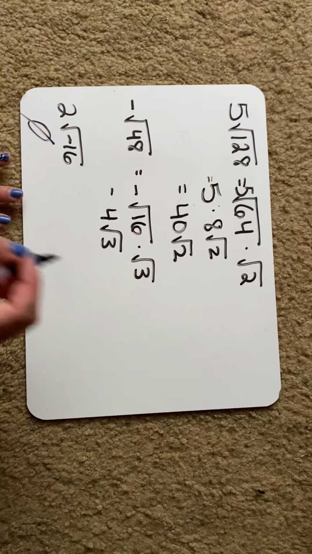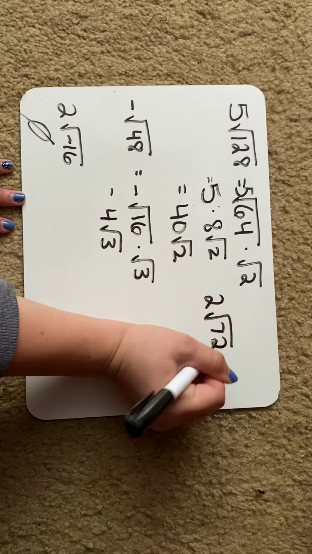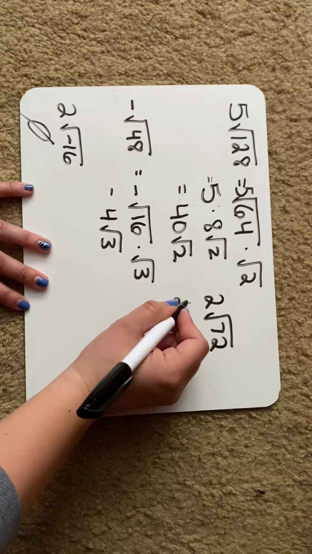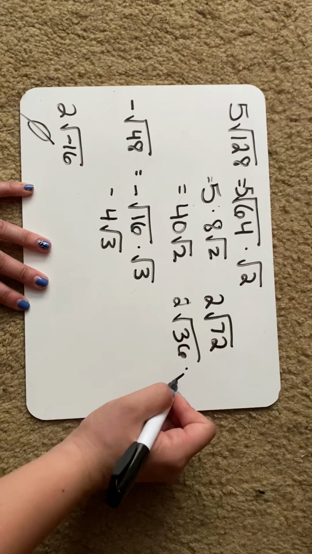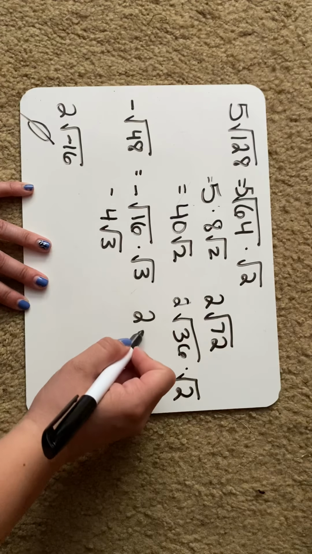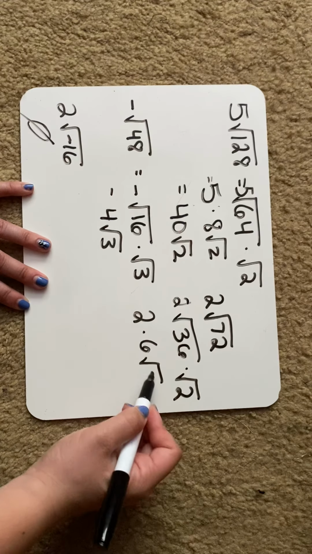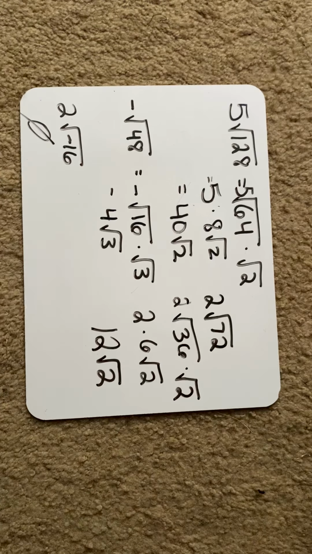And then our last one, we have 2 times the square root of 72. We saw this one in our first video. The square root of 72 can be broken up into the square root of 36 times the square root of 2. So the square root of 36 is 6. And then 2 times 6 is 12 times the square root of 2.